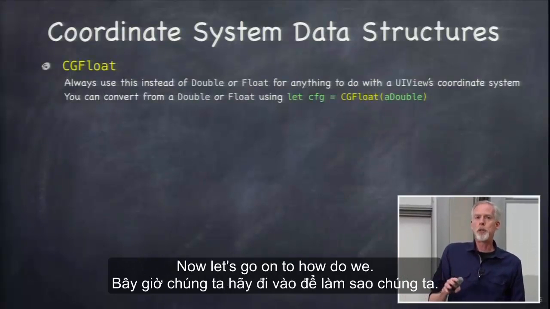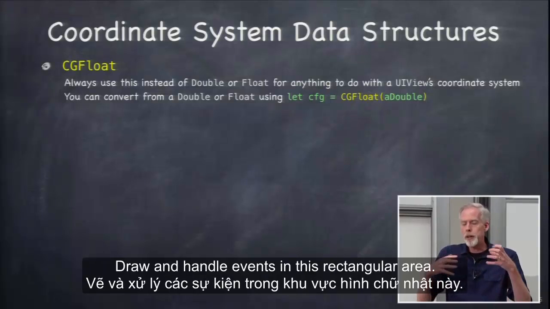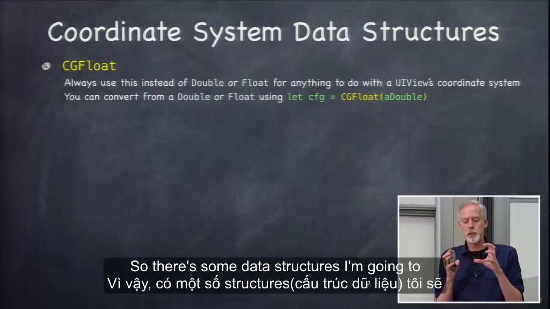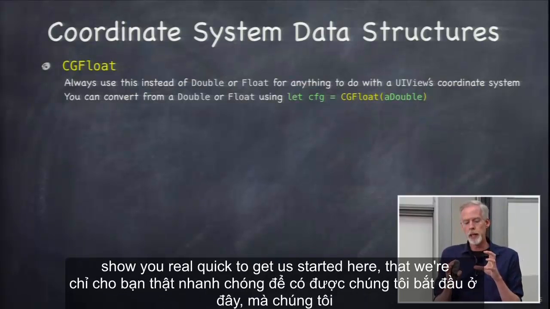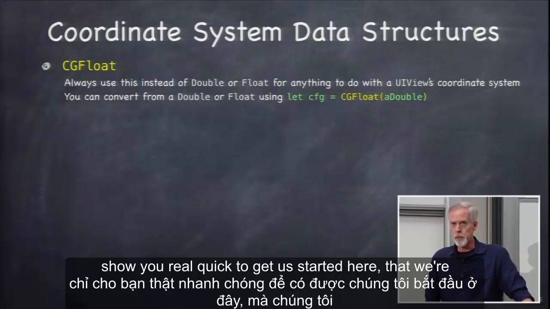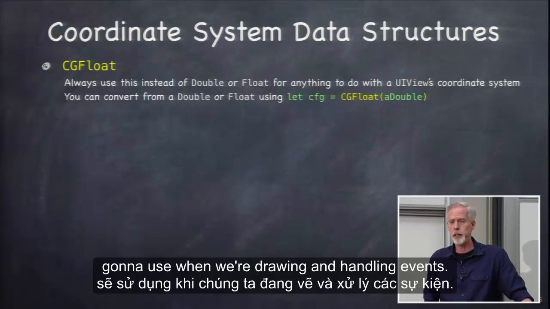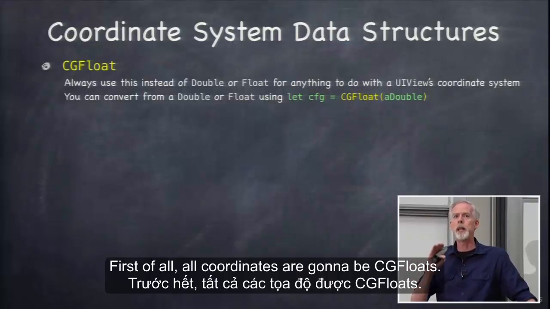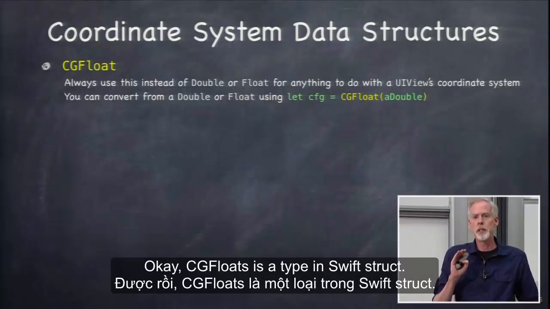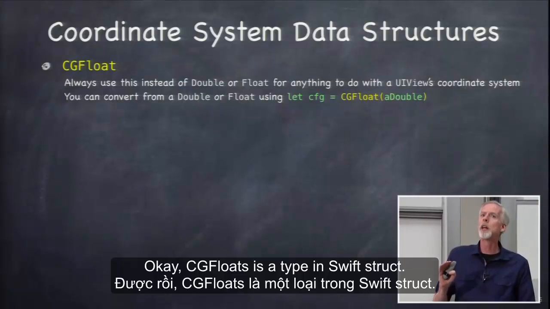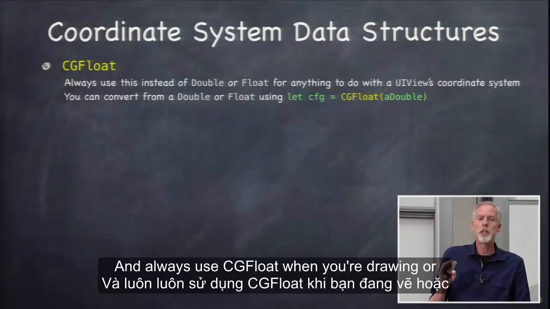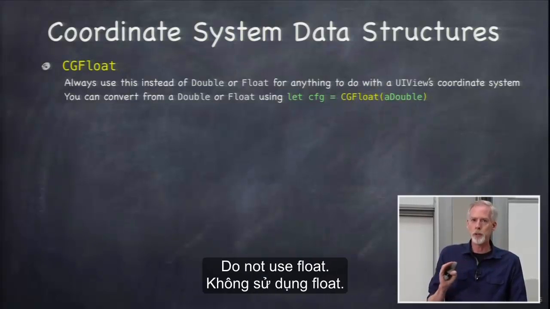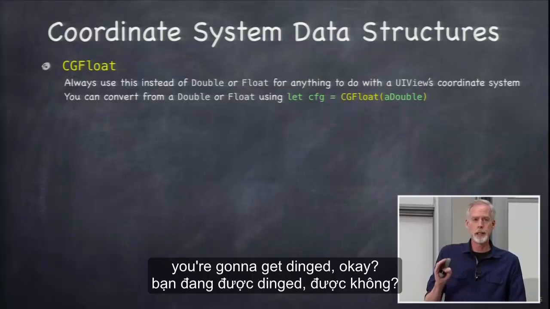All right, so let's go on to how do we draw and handle events in this rectangular area? Well, we need a coordinate system to work in. So there's some data structures I'm going to show you real quick to get us started here that we're going to use when we're drawing and handling events. First of all, coordinates are going to be CGFloats. Okay, CGFloat is a type in Swift struct, and always use CGFloat when you're drawing or handling events in a view. Do not use Double, do not use Float. If you use those in your homework, you're going to get dinged, okay?